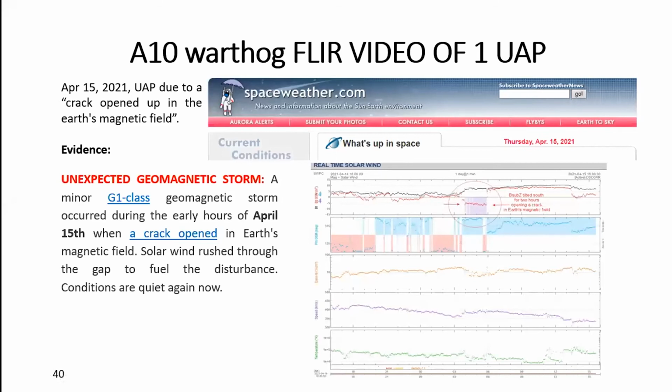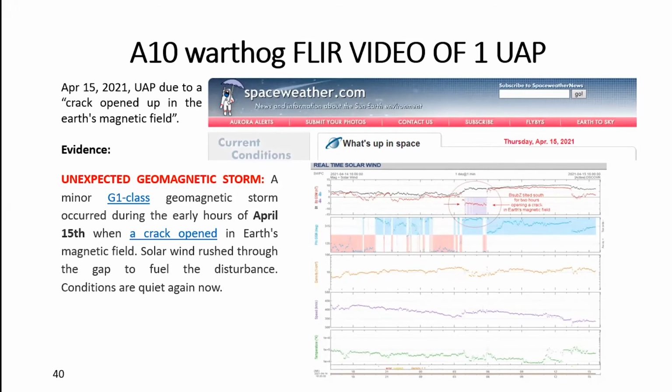So now looking at the space weather again, the April 15th, 2021 UAP appeared to be due to a crack opening up in the Earth's magnetic field. A minor G1 class geomagnetic storm occurred during the early hours of April 15th when this crack opened up in the Earth's magnetic field. Solar wind rushed through the gap to fuel the disturbance. Conditions are quiet again now, is what they said.